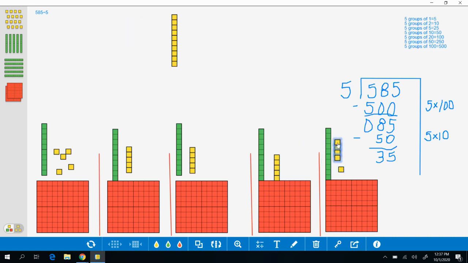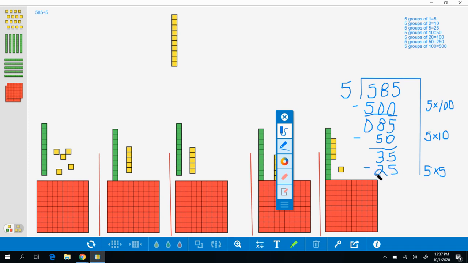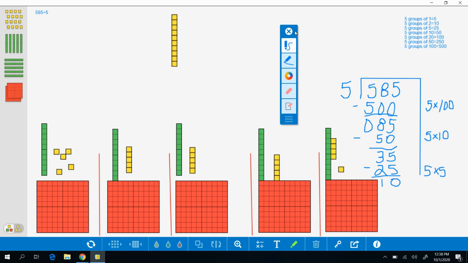And so now I'm going to come over here and notate what I just did. I just took 5 groups of 5 away from my model, which was a total of 25. And 35 take away 25 is 10. Do we have 10 remaining? Yeah, right here. Okay, so we have 10 remaining. I have 5 groups. How many can I put in each group? Well, 5 groups of 2 equals 10, so I'm going to try that.